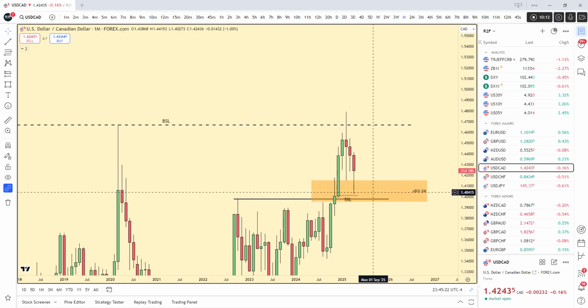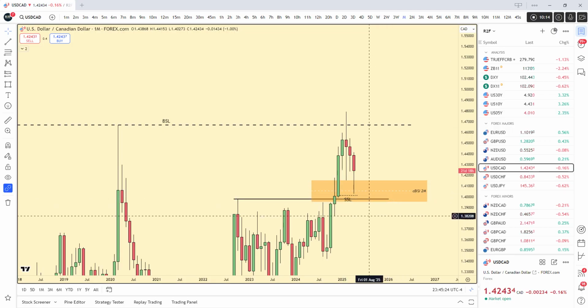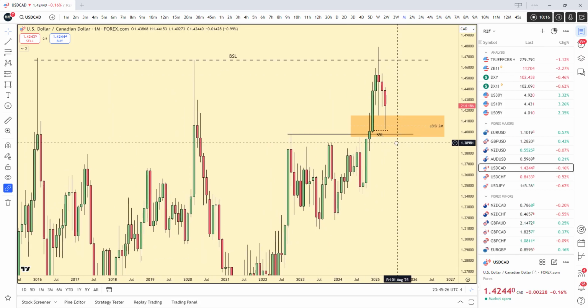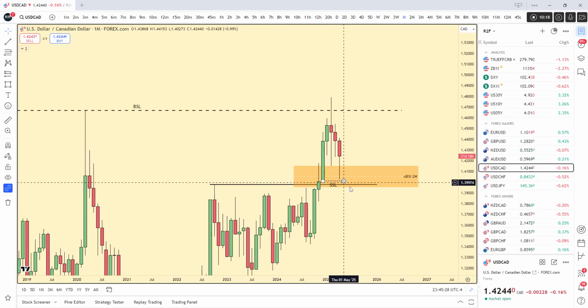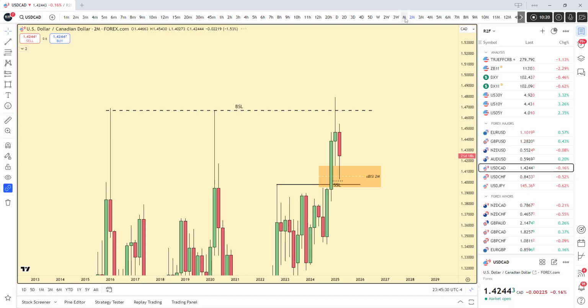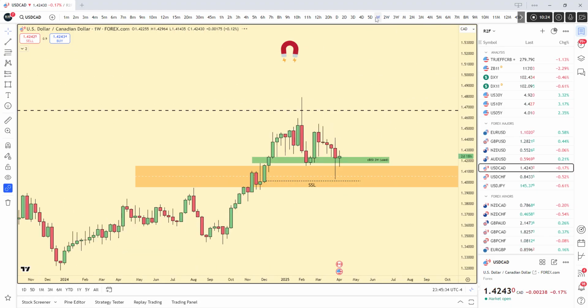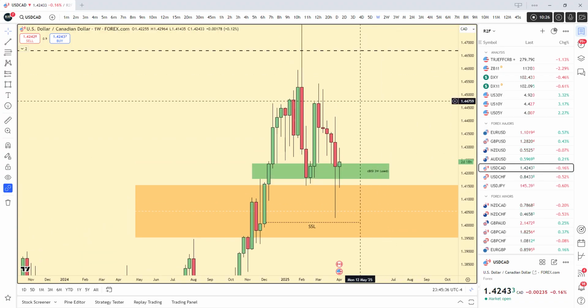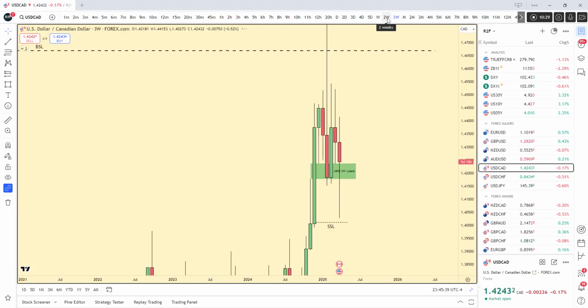Nothing much at the moment. We could come down into this area and retest these old highs. If we come down there, maybe we come into this gap. So we're in a 2-month gap at the moment. Okay. And let's have a look at this 3-week.